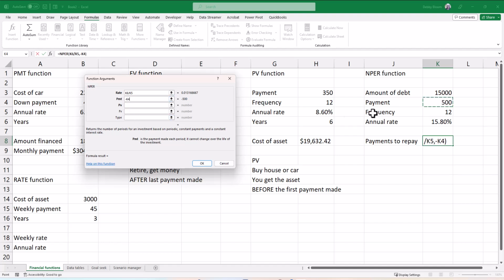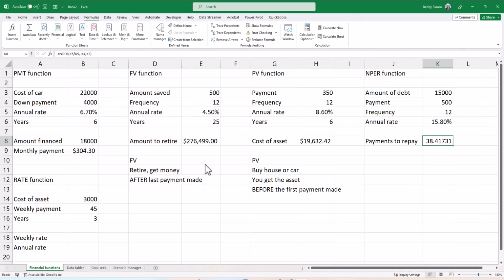Now, if I wanted to save $500 a month and wanted to know how long it would take me to get to $15,000, I would put it in the FV. But in this case, I already have right now $15,000 of debt, and I want to know how long it's going to take me to pay it back. So in the PV, I'm going to put in 15,000, and I'm going to click OK, and it would take me 38 months to pay that back, so a little bit less than 2 years. 38.4, so in the 39th month it will be paid back.